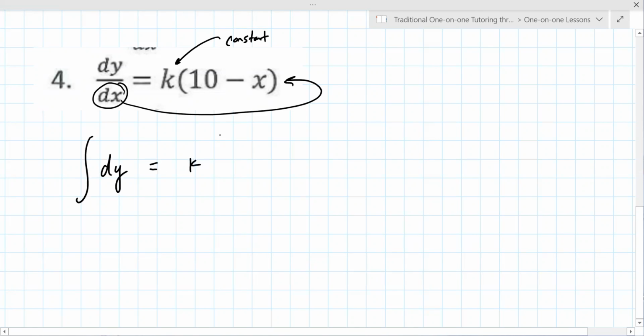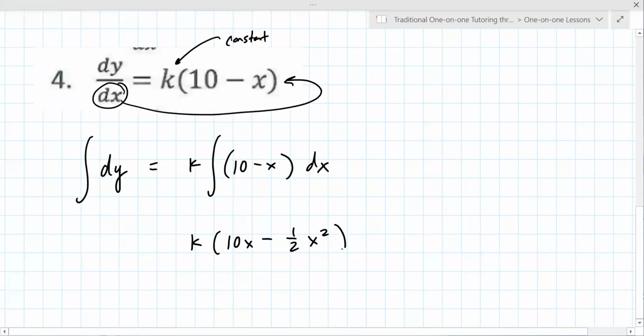So this is k times the integral of 10 minus x dx, and this k is not the constant of integration. It's part of your final answer here. That c is over here on the right. You've got a y equals on the left.